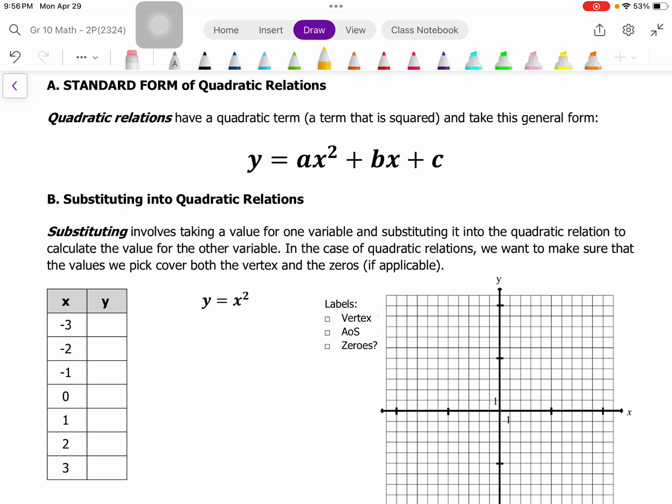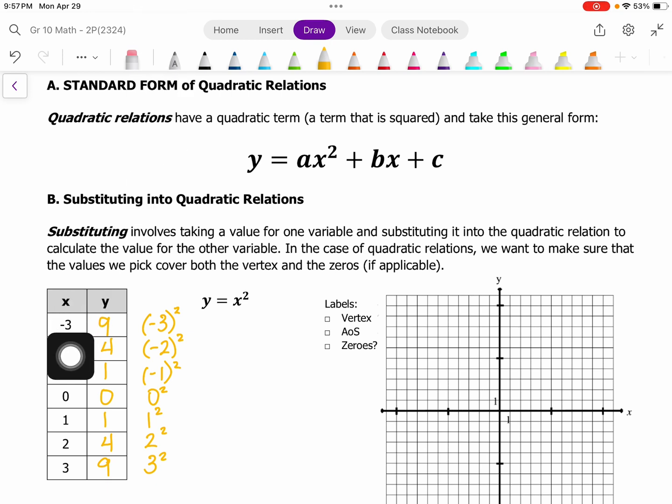So when x is -3, I square that. -3 times -3 is equal to 9, so my y value is 9. When x is -2, I square that, and that is equal to 4. -1 squared is 1. 0 squared is 0. 1 squared is 1, 2 squared is 4, and 3 squared is 9. So now I have my table of values.